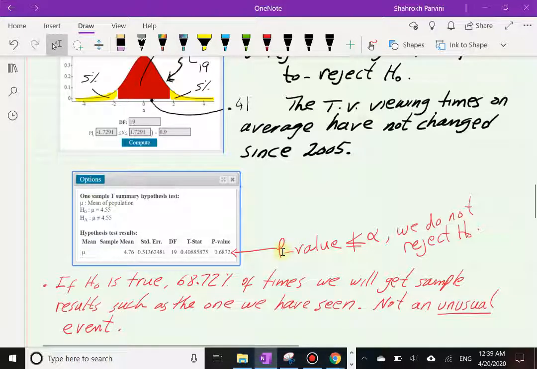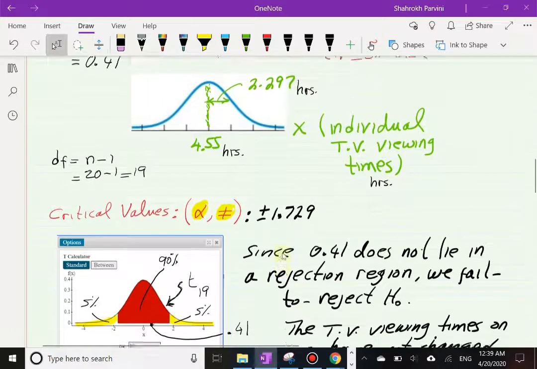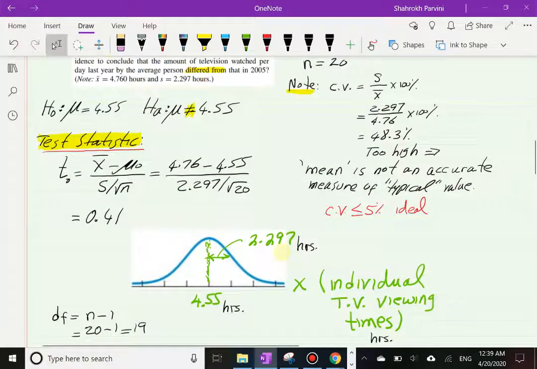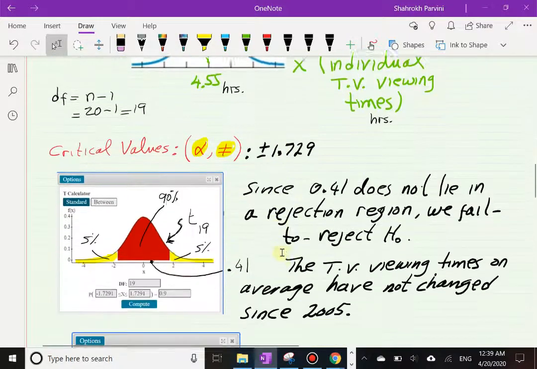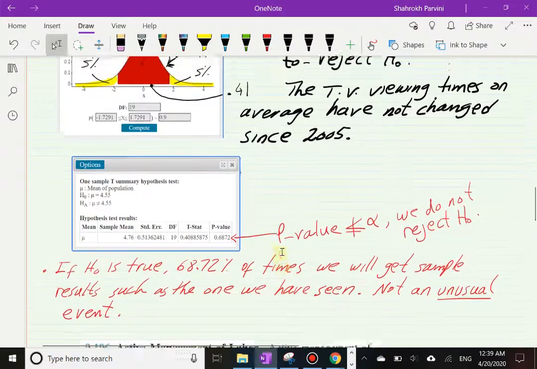Now let me actually go to StatCrunch and help do this for you. Let me get my pen because I need some of these numbers. I have to write them down. Okay, so the summary information that we had: x bar is 4.76, the standard deviation was 2.297, and the sample size was 20. Now let's go to StatCrunch and see how we get these numbers.